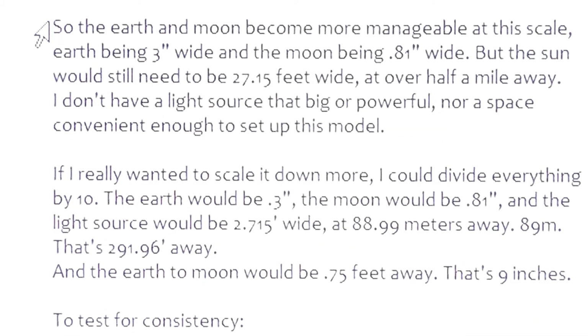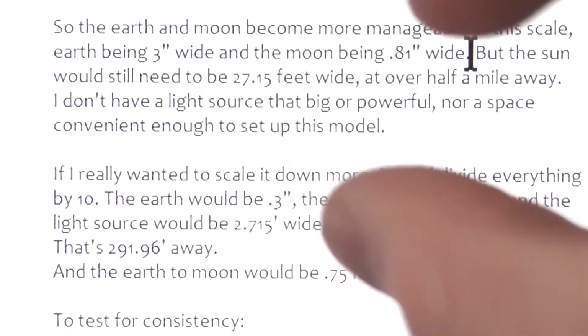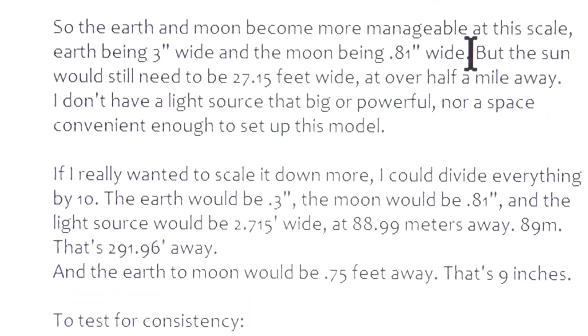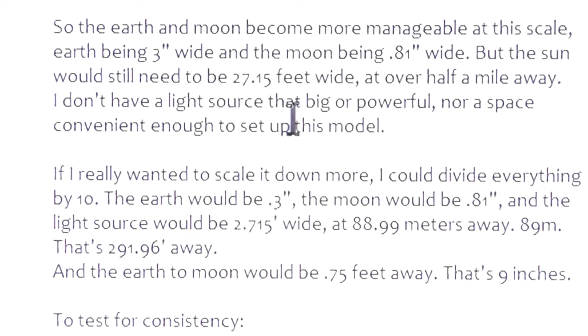All right, so the Earth and the moon become more manageable at this scale, the Earth being 3 inches wide and the moon being 0.81 inches wide. And I've actually got those cut out here. I've got a 3-inch wide Earth there with a very small moon. Can't even hold on to it, it's so small. The problem is the sun would still need to be 27.15 feet wide at over half a mile away. I don't have a light source that big or powerful, nor a space convenient enough to set up this model.